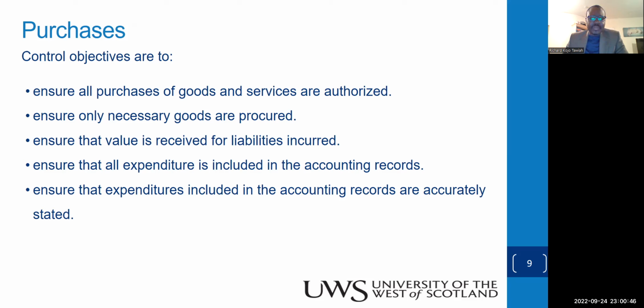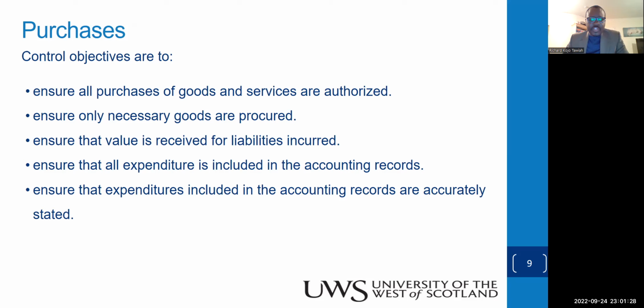The control objectives under purchases would ensure all purchases of goods are authorized by the right person. Okay, you should also ensure necessary goods are procured. You don't go buy some fake items under the name of a genuine item, just to cause some financial loss to the company. We should also ensure, the objective is to ensure that value is received for any liabilities we've incurred, especially in areas where we purchase on credit. So, for sure, we have to pay this vendor at one point in time. So the value we have received and the liability which has been created on the other side, do they match?